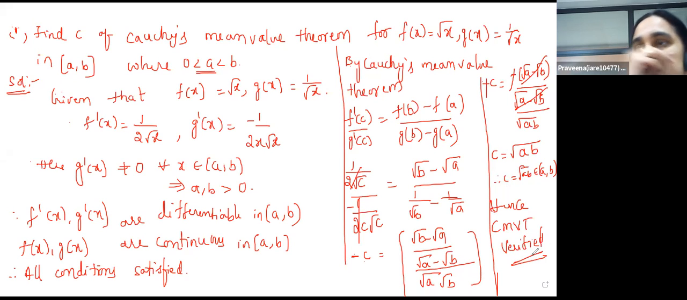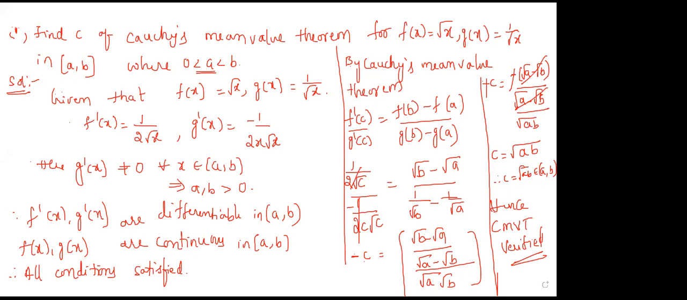Is it clear? This is the concept for finding the c value by using Cauchy's theorem. Any doubts? Is it clear? Any doubts?